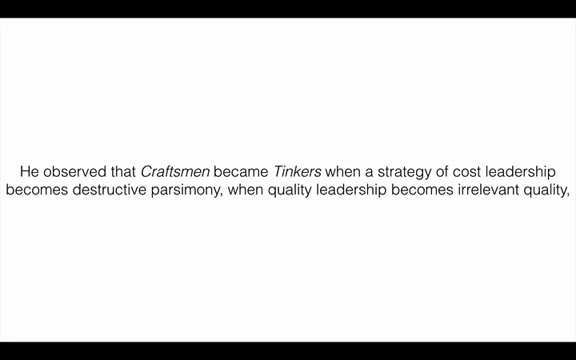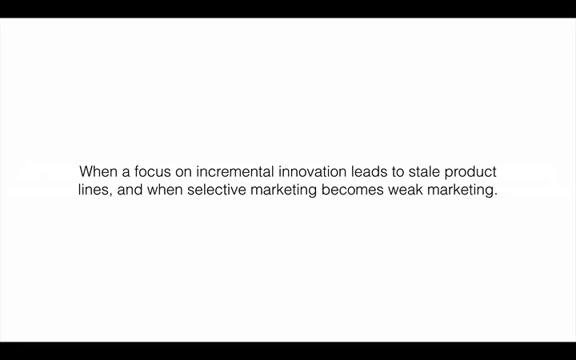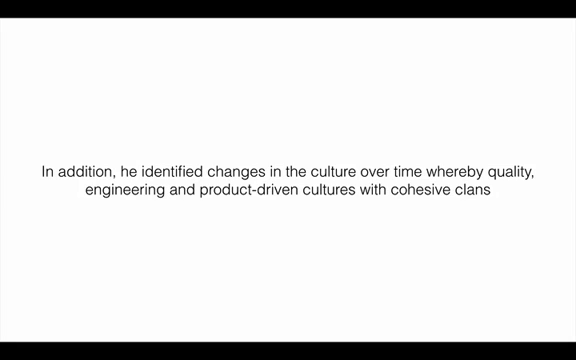Miller analysed each of these trajectories along the three dimensions of strategy, culture and structure. He observed that craftsmen became tinkerers when a strategy of cost leadership becomes destructive parsimony, when quality leadership becomes irrelevant quality, when a focus on incremental innovation leads to stale product lines, and when selective marketing becomes weak marketing. In addition, he identified changes in the culture over time, whereby quality, engineering and product-driven cultures with cohesive clans became insular, monolithic and technocratic cultures with intimidating and controlling leadership.